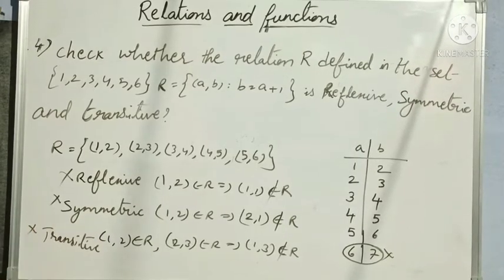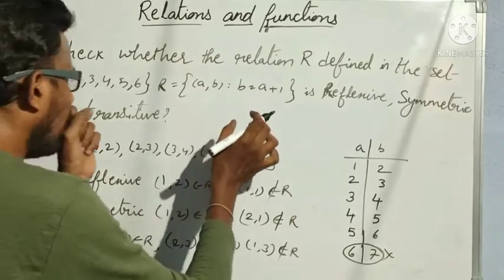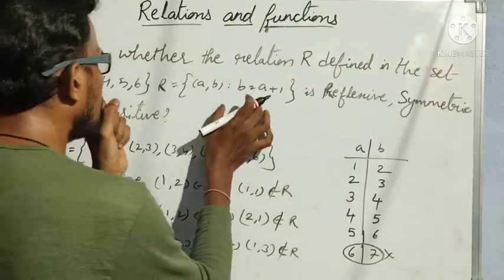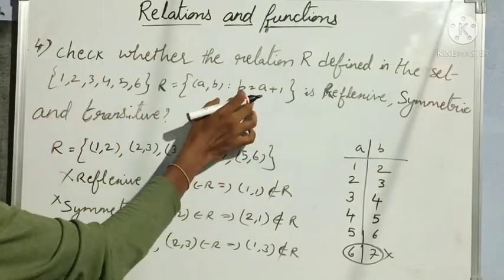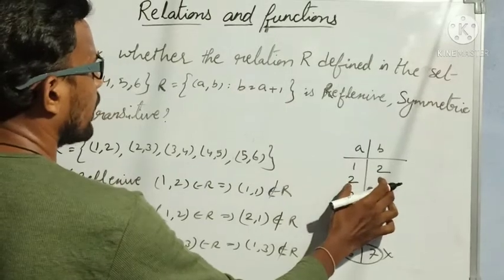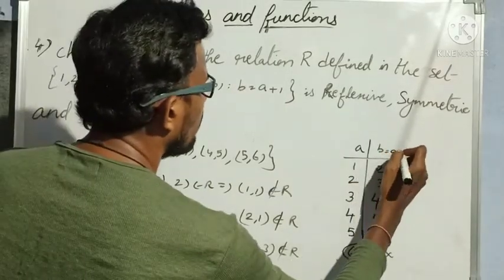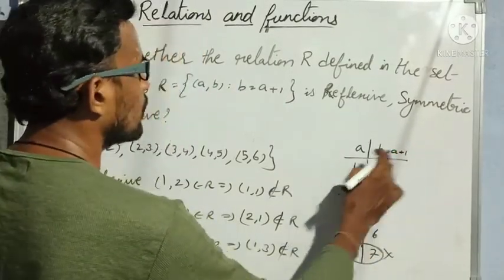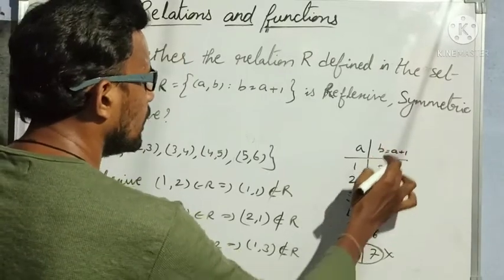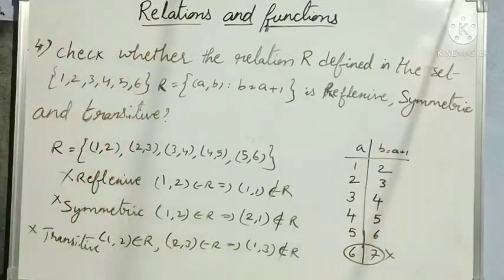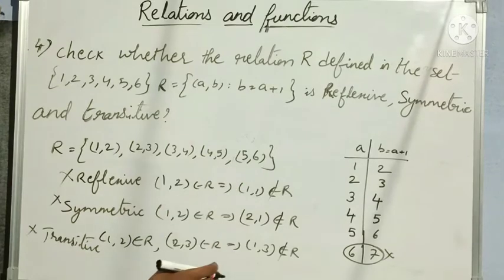Okay, we need to convert this set builder form into roster form. That is very important. So b is equal to a plus 1 means in the place of a we should write 1 here, and in the place of a we should write 2 here. That is important here.